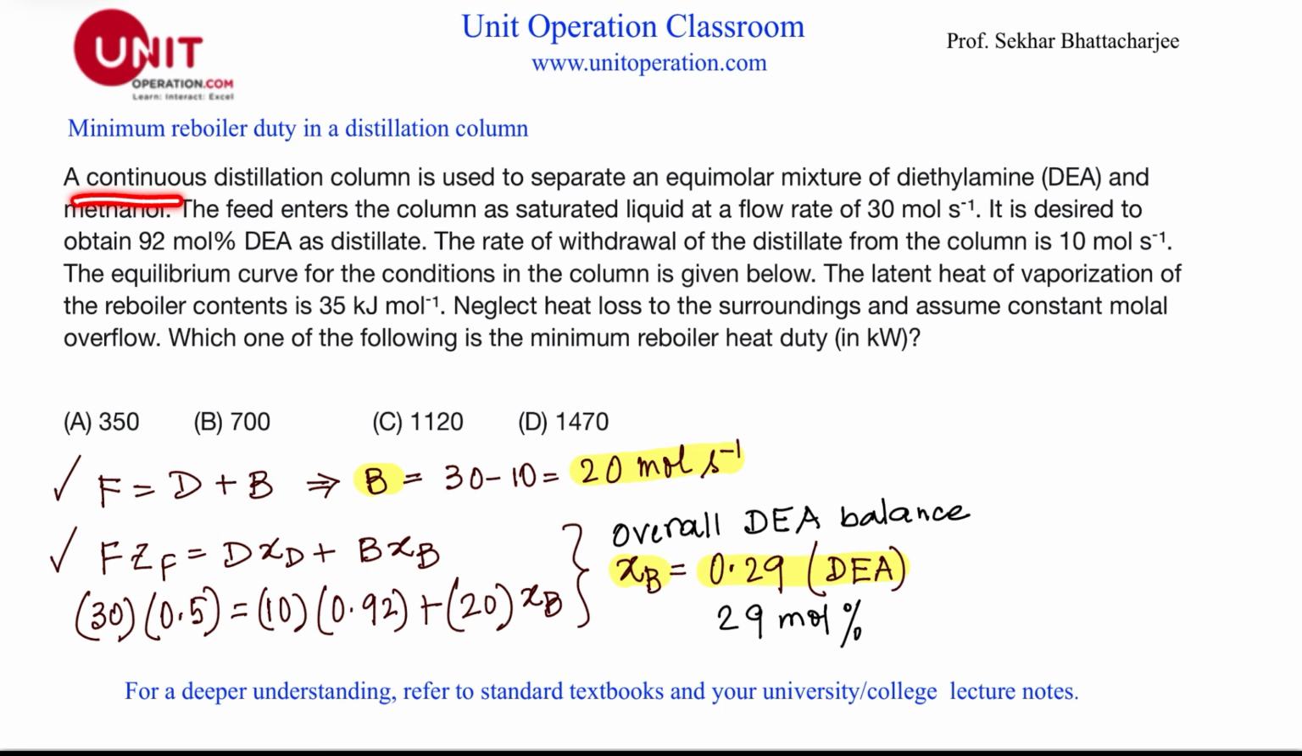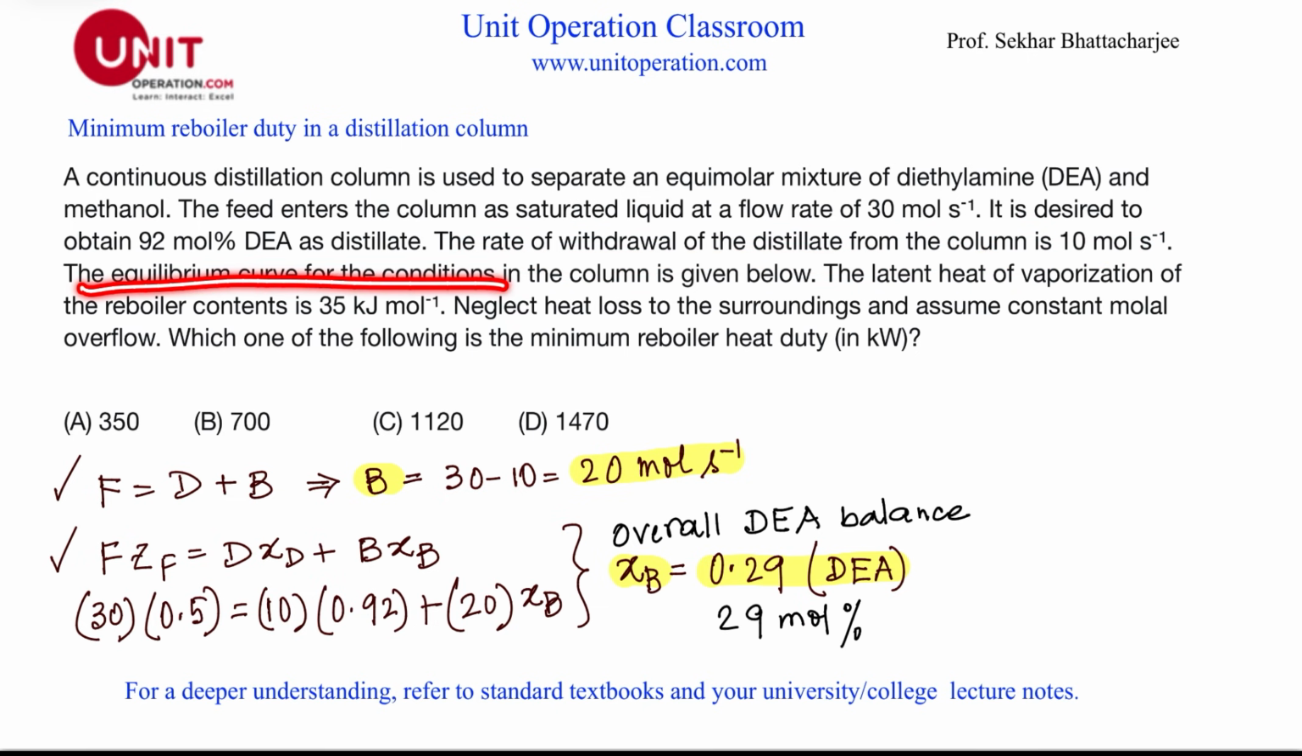A continuous distillation column is used to separate an equimolar mixture of diethylamine and methanol. Okay, so binary system. The feed enters the column as saturated liquid at a flow rate of 30 mole per second. It is desired to obtain 92 mole percent diethylamine as distillate. So distillate concentration is given. The rate of withdrawal of the distillate is also given, that is 10 mole per second.